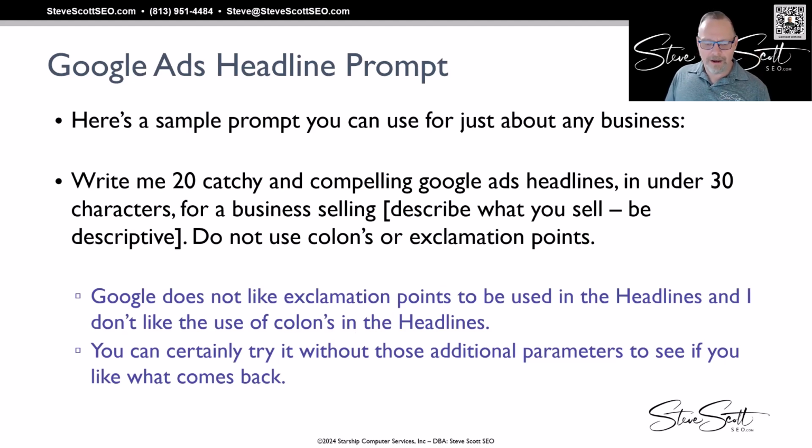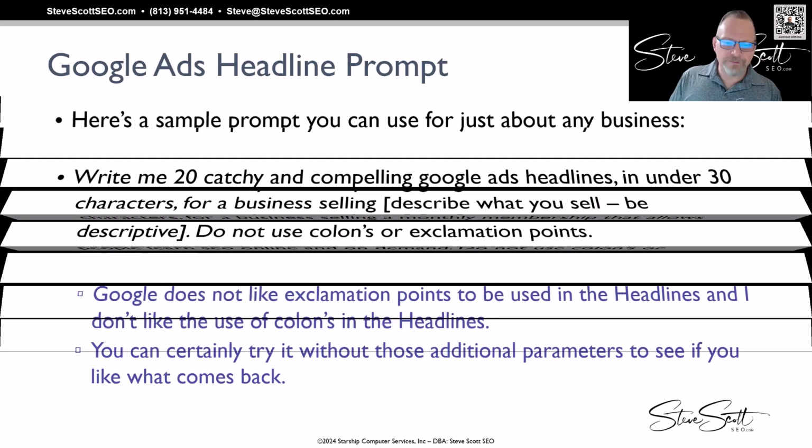Now, you could certainly try without those things. I would certainly keep the exclamation points restriction in there because you don't want those. It'll usually just substitute a period. But you can try without those parameters just to see if you like what comes back. You can forget the colon, and just say, don't use exclamation points, and let's see whether the colons come back. So you could try both of those things.